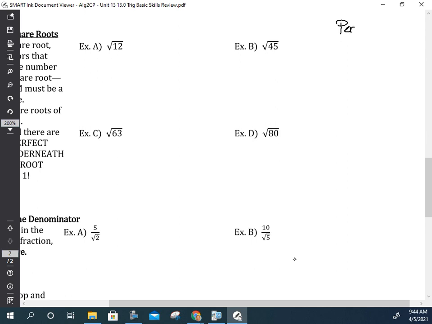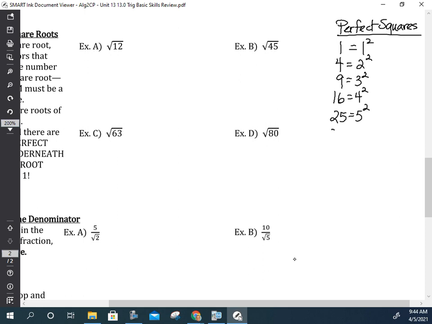So, as far as perfect squares go, one is a perfect square, because 1 to the second power is 1. 4 is a perfect square, that's 2 squared. 9 is 3 squared. 16 is 4 squared. 25, 5 squared. 36, 6 squared.